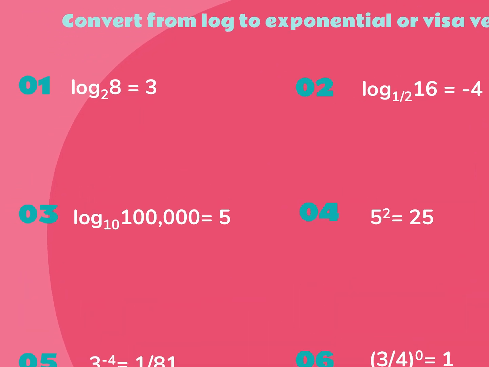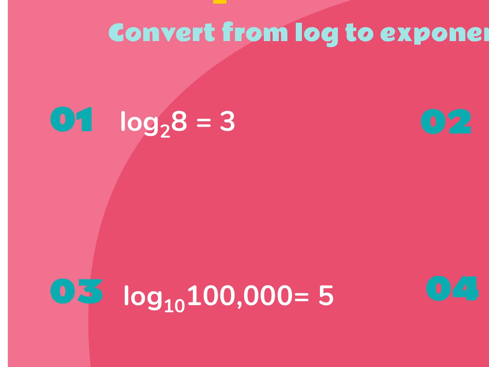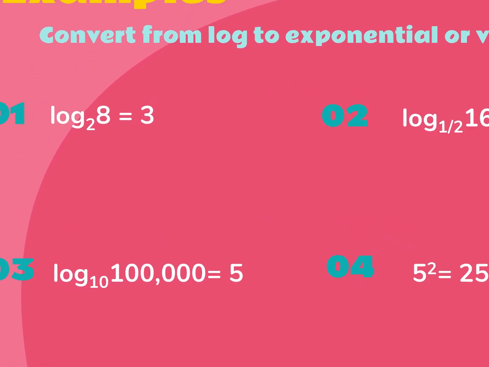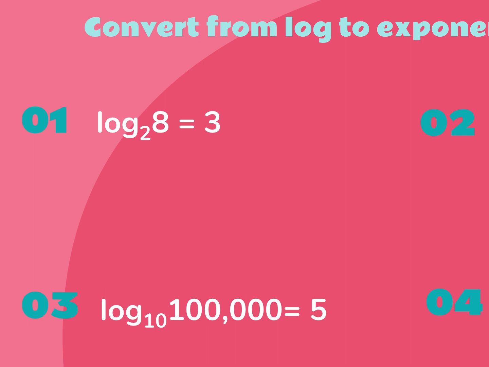So here, again, if you want to do the BAE trick, you can. So notice the instructions, convert from log to exponential or vice versa. So this problem is given to us in log form. If you want to use my BAE trick, what you would recognize is this is the base, this is the answer, this is the exponent. So 2 to the third power equals 8.